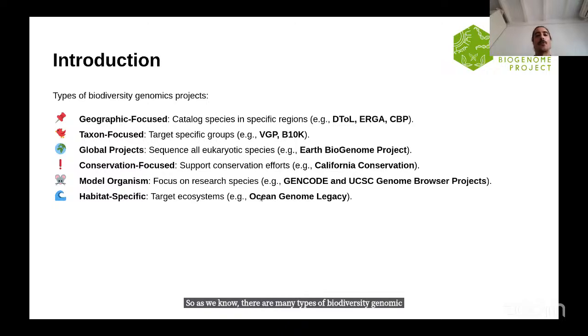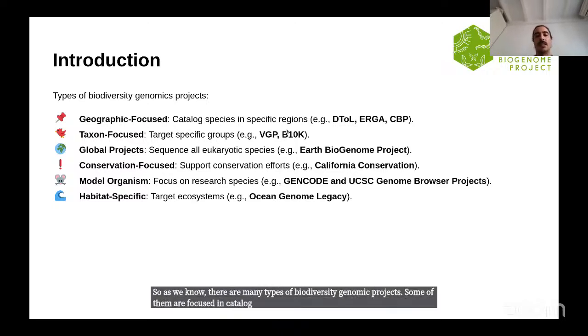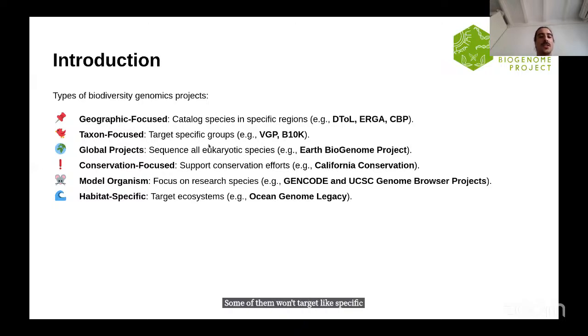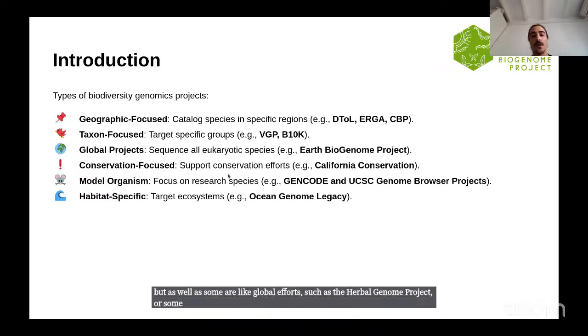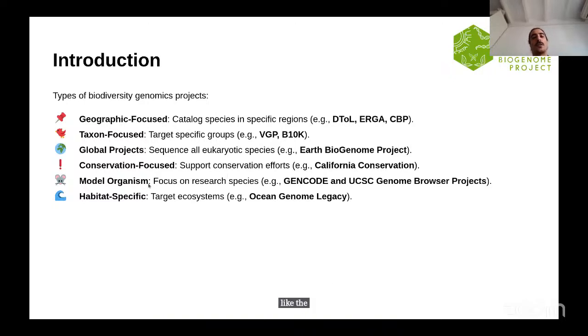As we know, there are many types of biodiversity genomic projects. Some focus on cataloguing and sequencing species in specific regions, such as DToL or the ERGA itself. Some target specific groups, such as the Vertebrate Genomes Project or the B10K. Some are global efforts, such as the Earth BioGenome Project, and some are conservation focused, like the California Conservation Genomics Project. Others focus their research on model organisms, like the UCSC Genome Browser project or GENCODE itself, and some target ecosystems.